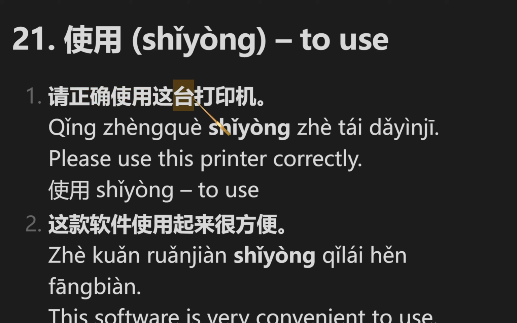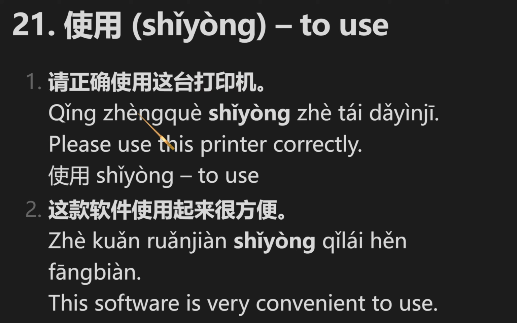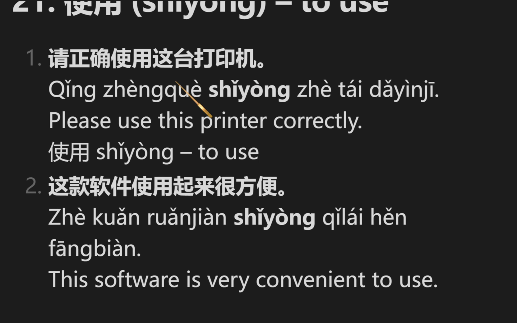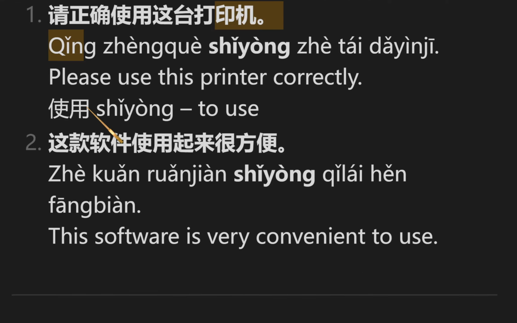这台打印机. Here 台 is a measure word for some different electronic devices. 机 is like a mechanism. 印, copy. 打, to make. So 打印 is print. 打印机 is a printer, photocopier. So, please use this printer correctly. 请正确使用这台打印机。打印机。Just focus your attention on 使用, to use, because of course you have a few new words here.